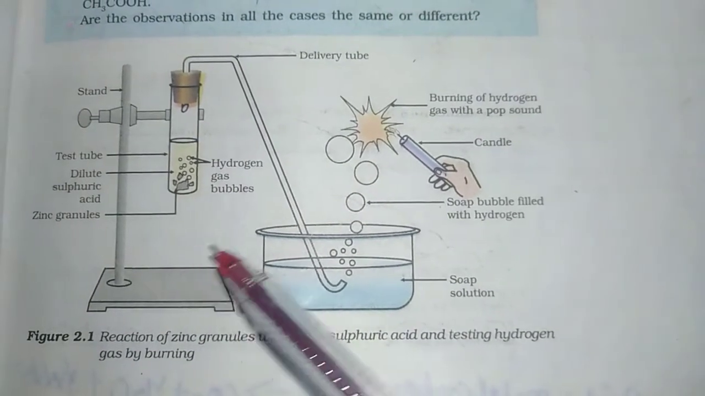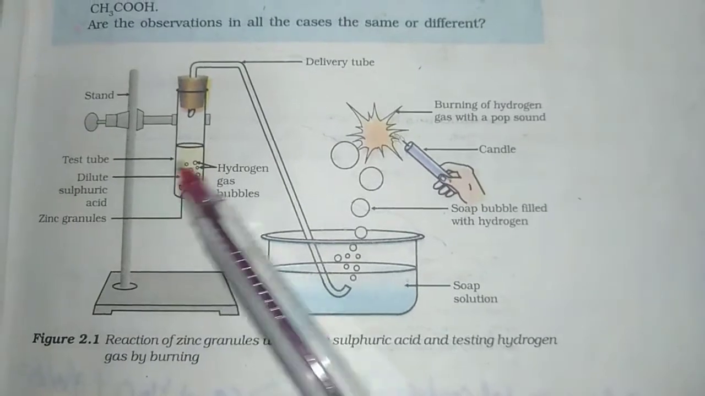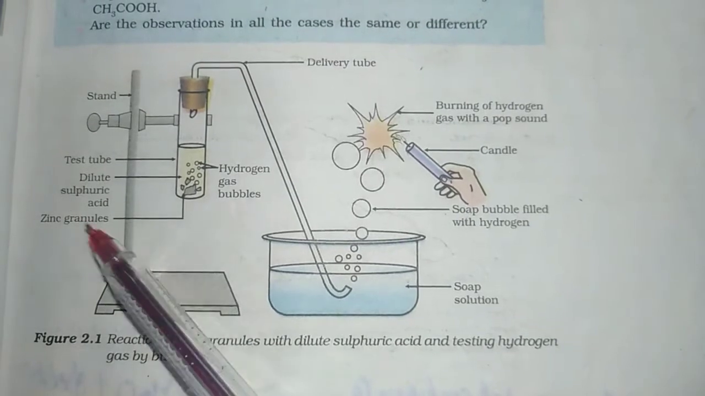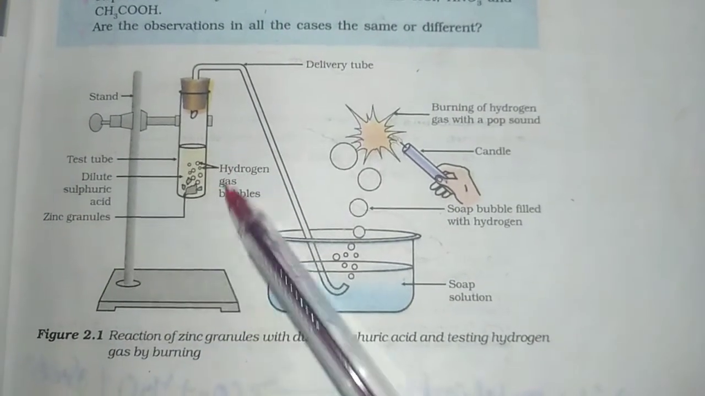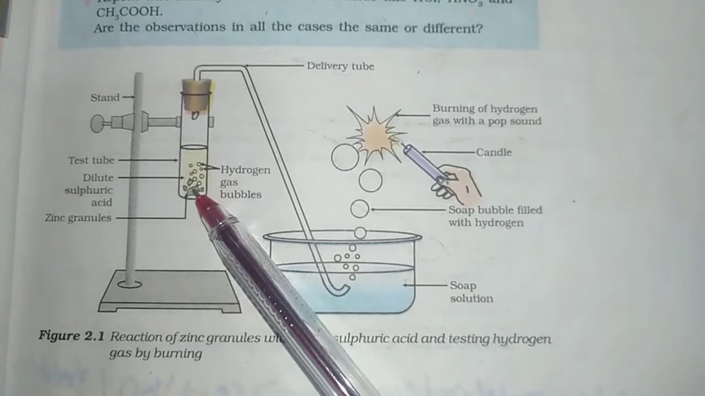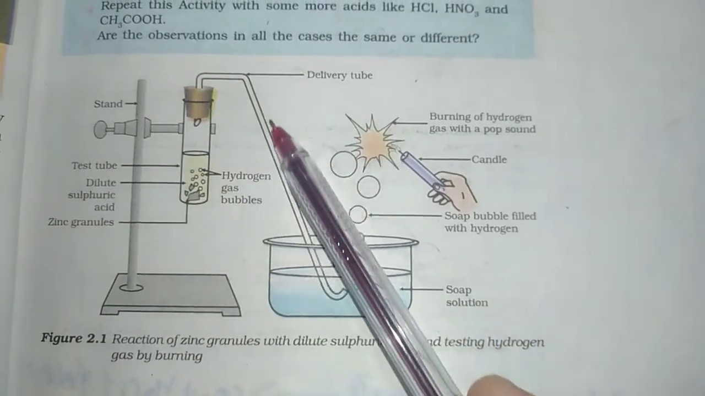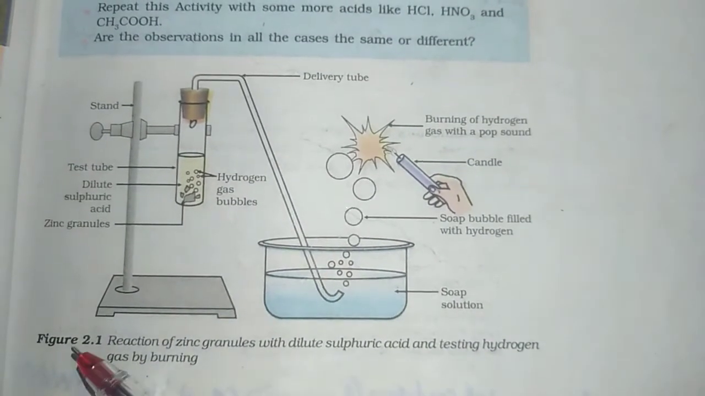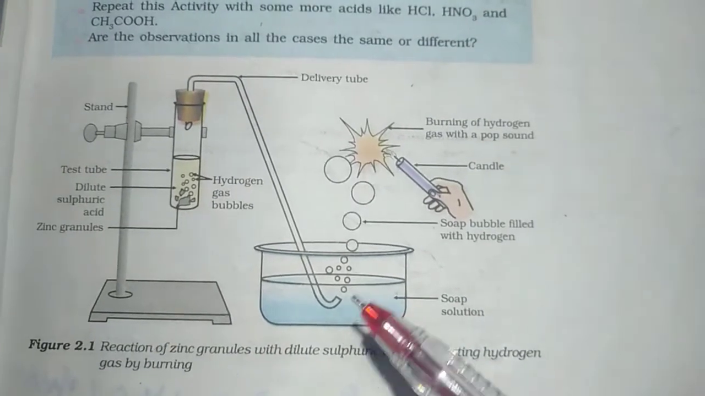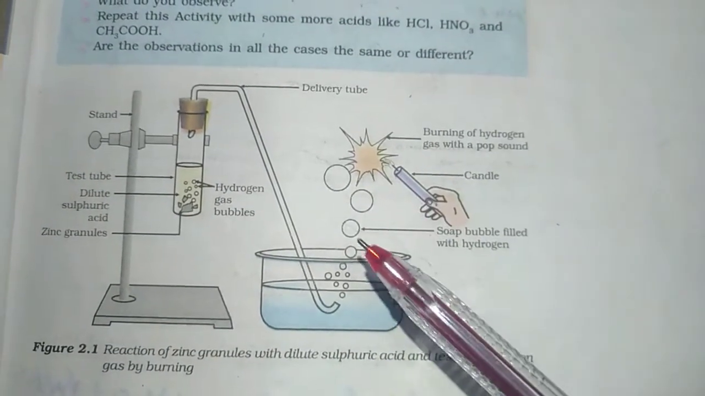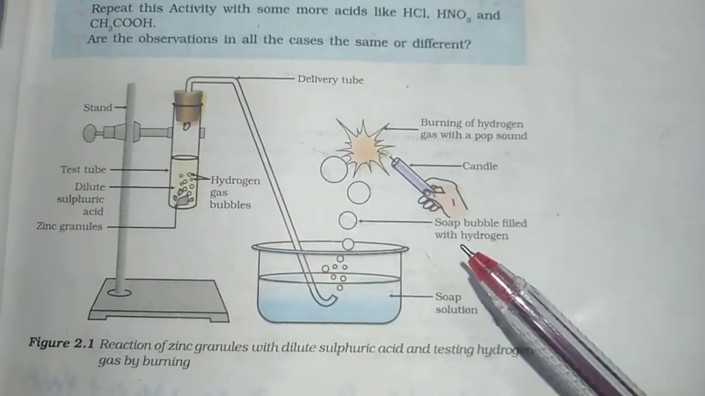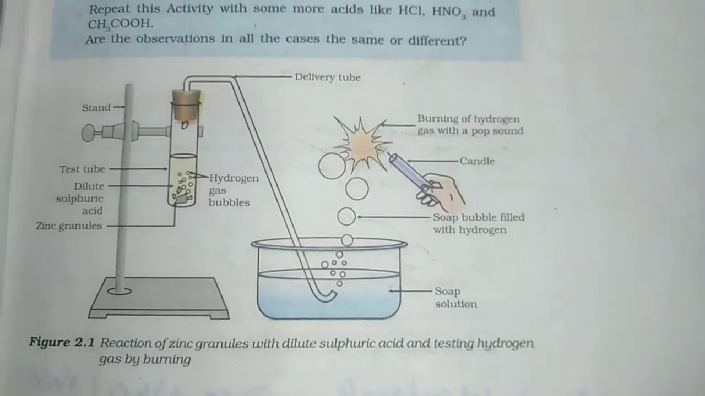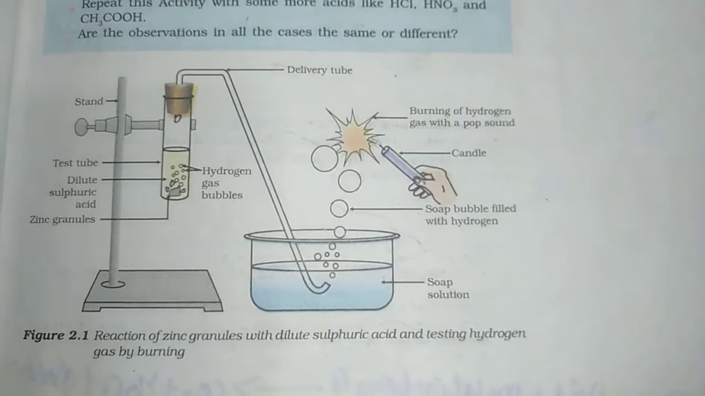Yes, students, very simple. For this test we require, first, dilute acid, then metal granules. These metal granules react with the acid and hydrogen gas will come out from this delivery tube and go inside the soap solution. As you know, whenever the gas goes inside the soap solution, it forms bubbles, and these bubbles will burst with the burning candle with the sound of pop. So that's why the name of the test is given the pop test.